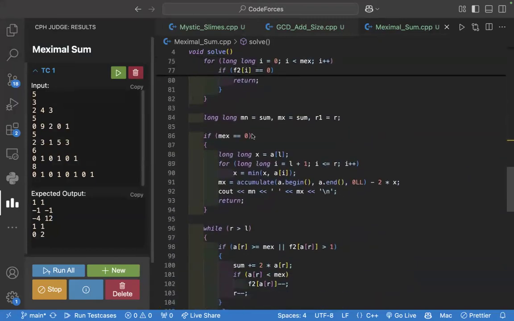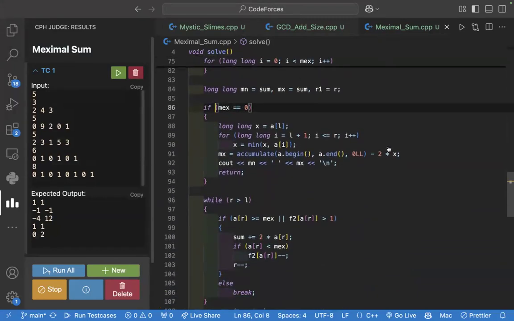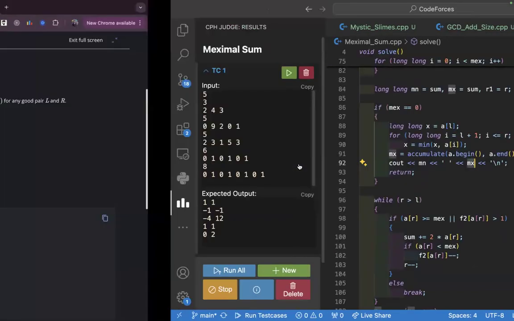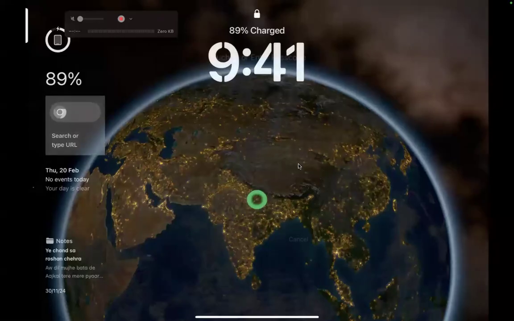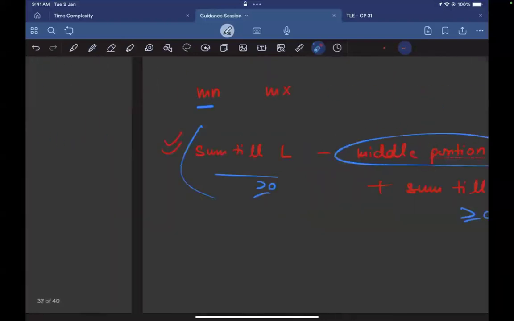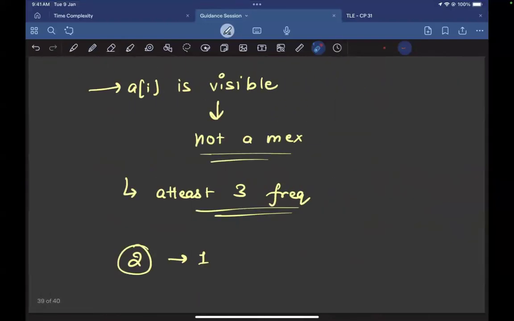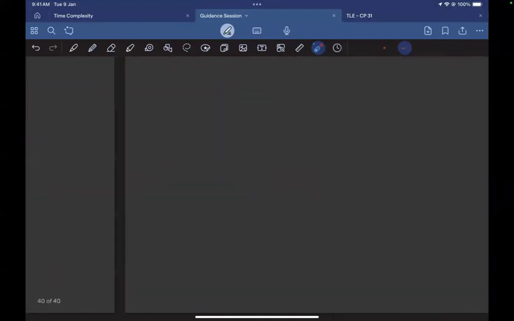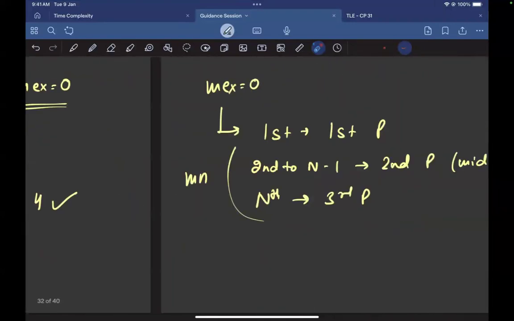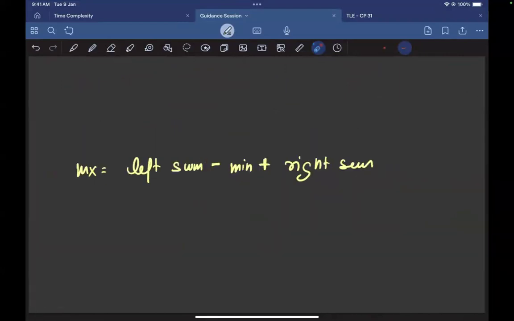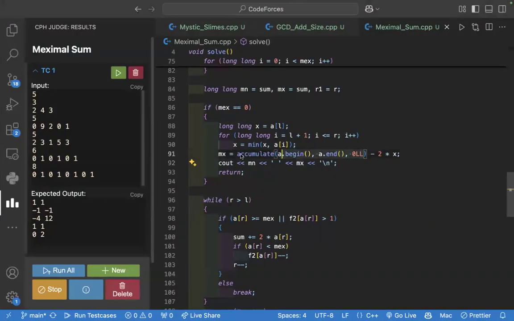Okay, let's go. So now if max is 0, if your max value was 0, then this is how you find it for that case. Mn is still what it was. Mx is just now, as I told you, we discussed this case, right? What does mx become? What did we discuss over here? Mx becomes left sum minus min plus right sum, something like this. So that is basically equivalent to finding the sum of the whole array, accumulating that, and doing a minus 2 into x. Is this clear, guys? This becomes mx, mn and mx printed. Good to go.